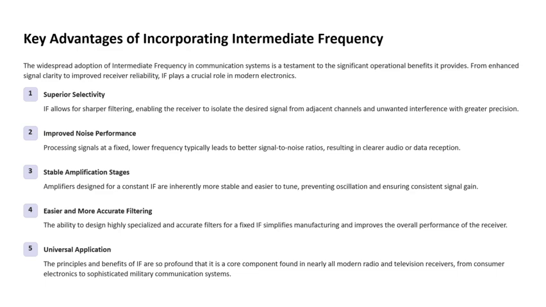Now we are going to discuss the advantages of using IF. Better selectivity means nearby channels can be separated easily. Improved noise performance gives clearer output. Stable amplification with less distortion, easy and accurate filtering, and universal usage in radios and TVs. That is why almost all modern receivers use IF.